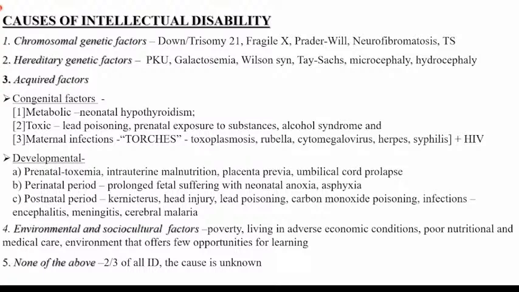Other congenital causes would be toxic, like lead poisoning, preventable exposures to substances, fetal alcohol syndrome, and so on. Then we have the maternal infections, which we have always abbreviated as TORCHES, for toxoplasmosis, rubella, cytomegalovirus, herpes, syphilis, and HIV. I don't know whether corona is included now, but as standard, those are the TORCHES. So the acquired, environmental factors can be congenital or developmental. In the developmental, again, we divide them into prenatal.